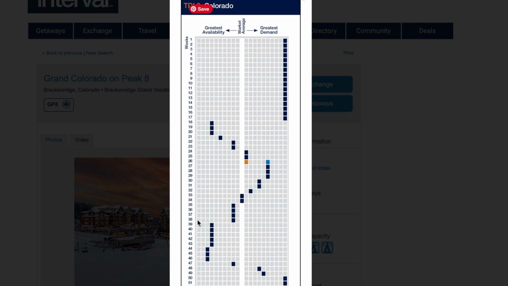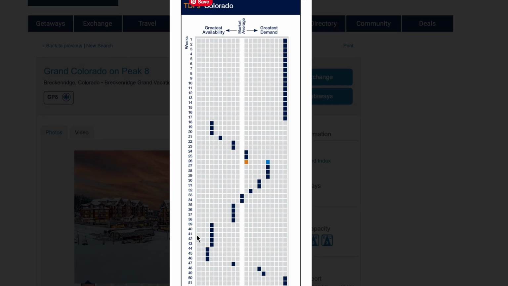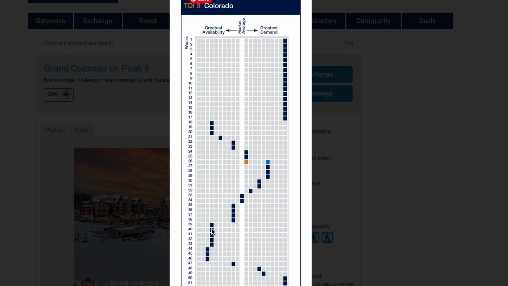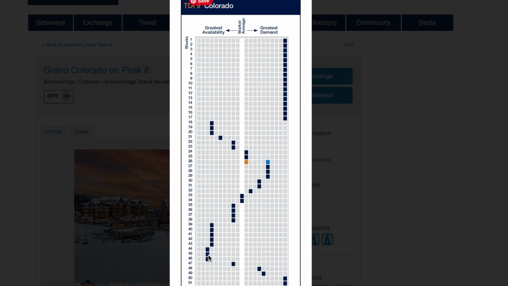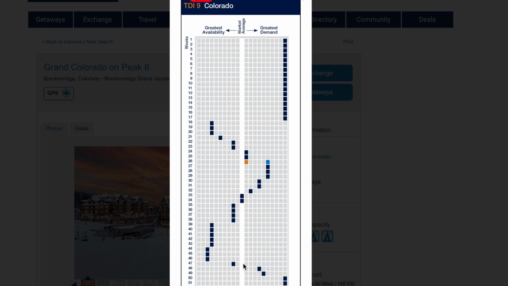The weeks that aren't as popular, so you're more than likely to find a room, are here in the fall, starting at about the end of September into October and November. And then it starts getting popular again around Thanksgiving.